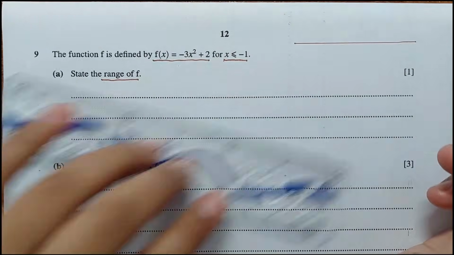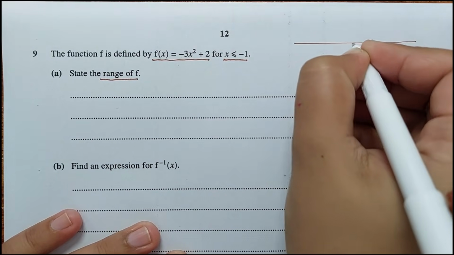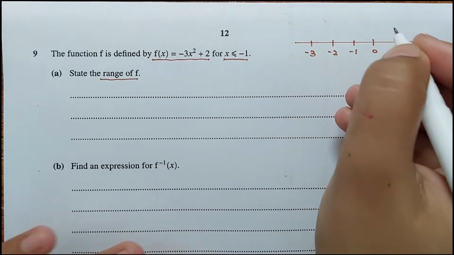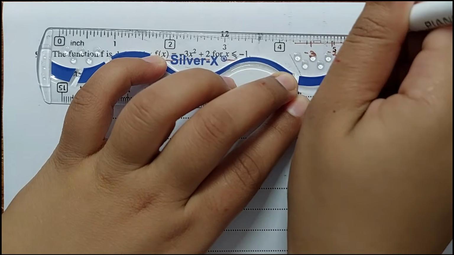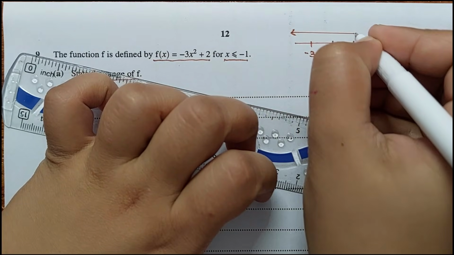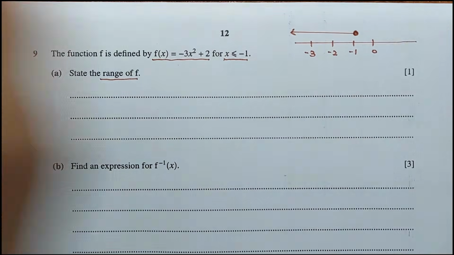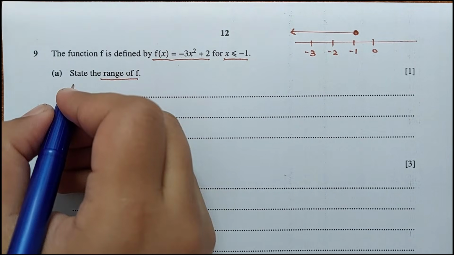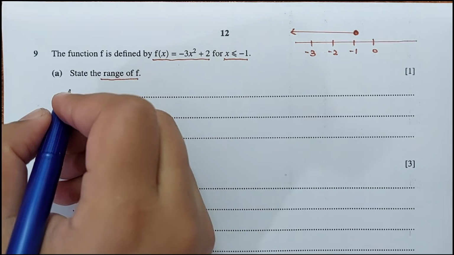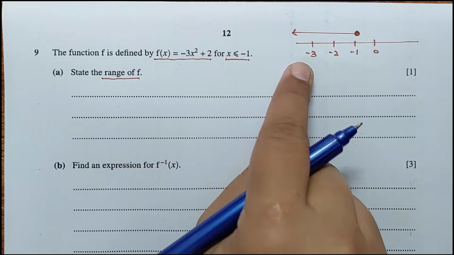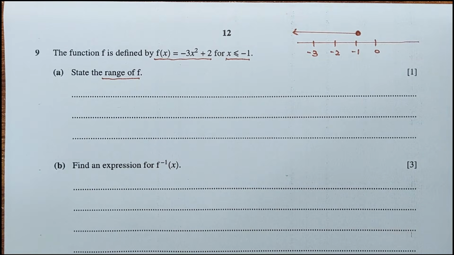So if I draw the number line, here we have 0, -1, -2, -3. So the x values are less than or equal to -1. So these values we have to cover in the domain. To get output, we have to give the input to the function, like x equals -1, -2, -3, and so on, and the output will decide what the range of that function is, right?